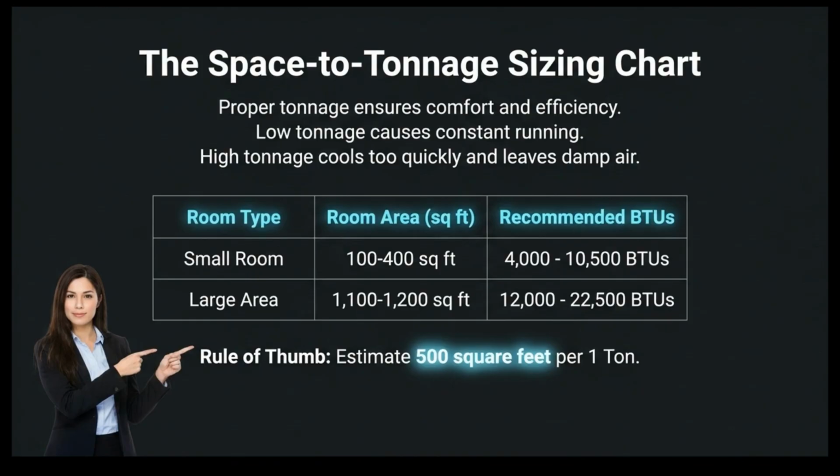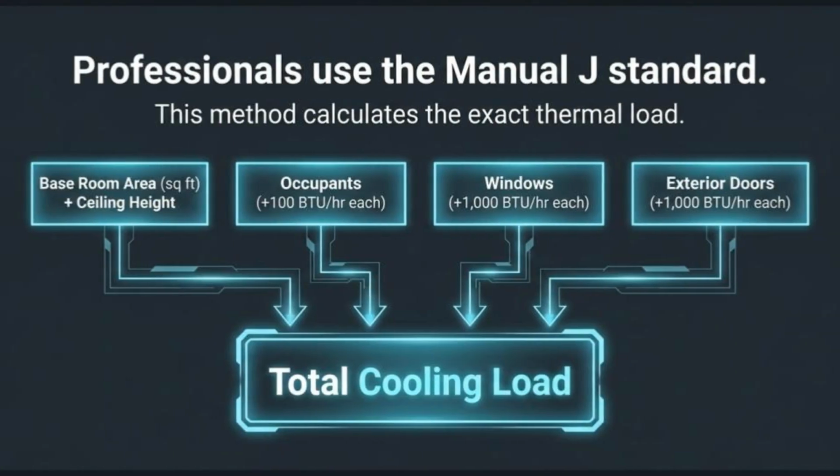A basic rule of thumb is to estimate 500 square feet per ton. HVAC professionals use the Manual J standard to precisely calculate the total cooling load. This method factors in base room area, ceiling height, occupants, windows, and exterior doors.